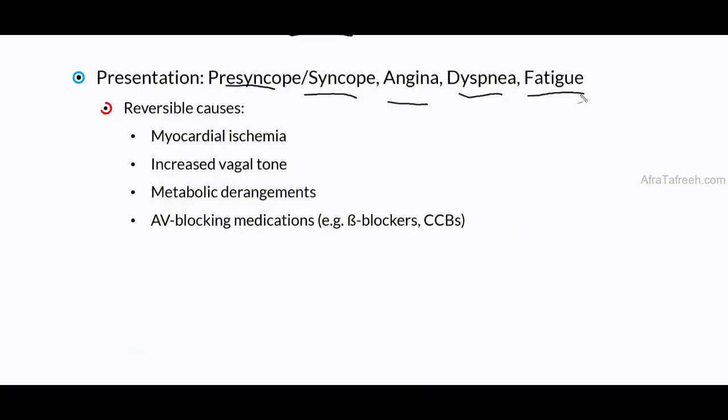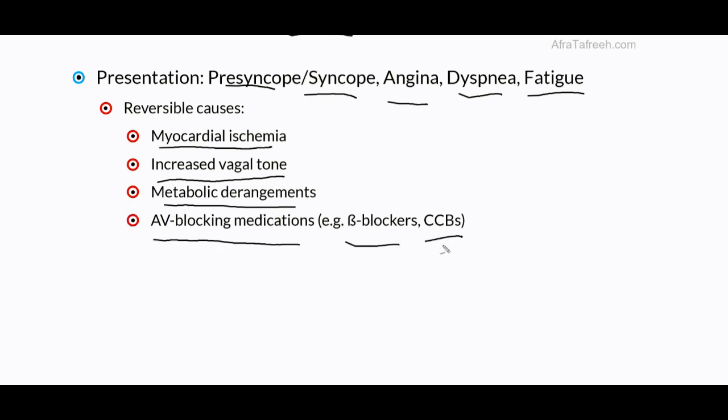fatigue. Third-degree heart block can be set off by several reversible causes, including myocardial ischemia, increased vagal tone, metabolic derangements, as well as iatrogenic causes, such as AV blocking medications, including beta blockers and calcium channel blockers.